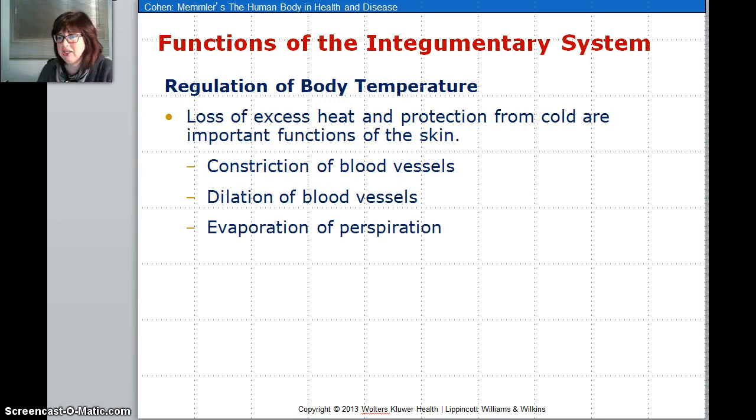Also, you regulate your body temperature. If you get hot, your blood vessels will dilate. Dilating puts more blood to your face. That's why you get flushed. Heat can come out from your blood vessels. Also, you will sweat, and the sweat will put a layer of water on your skin. As it evaporates, there is a cooling process.